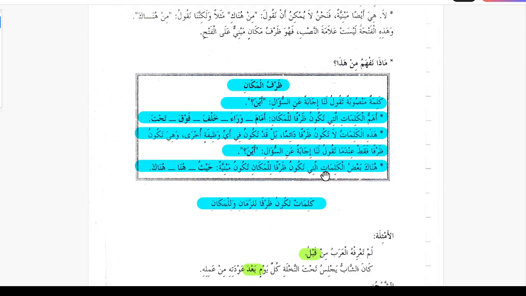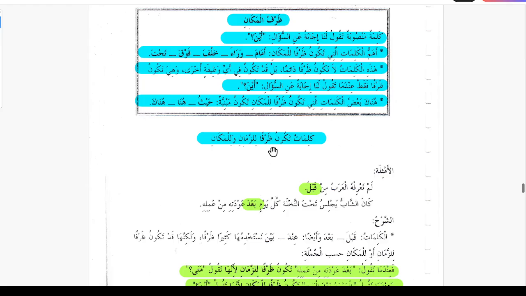Hunaka bazul kalimat allati takunu zarfan lil makani takunu mabniyatan. Here are some words that become zarf, adverb of place, and they are mabni, like haisu, huna, hunaka. So they are not always mansub. Some words used as zarfu makan are not mansub. They are mabni fi mahalli nasbin.